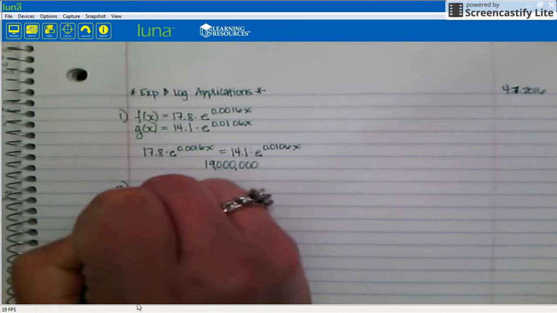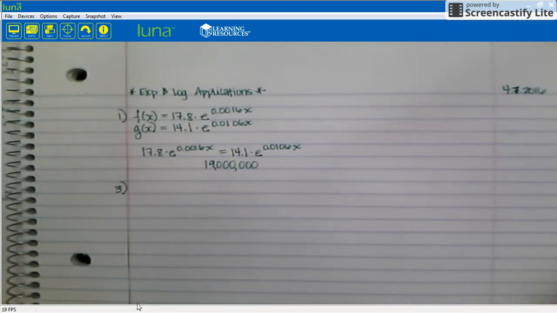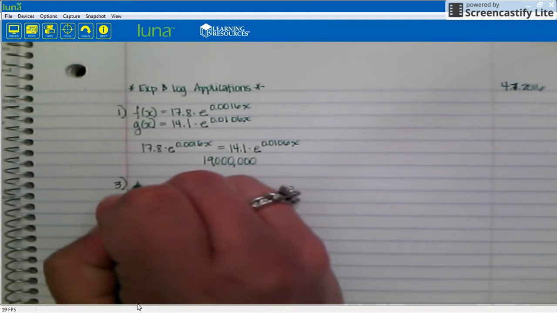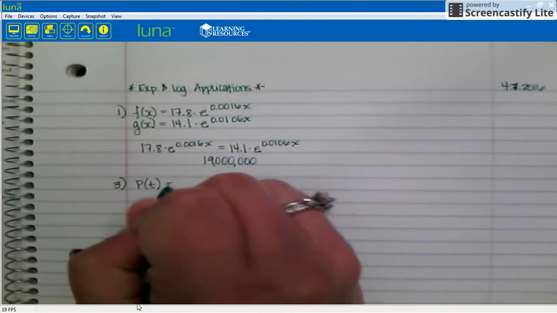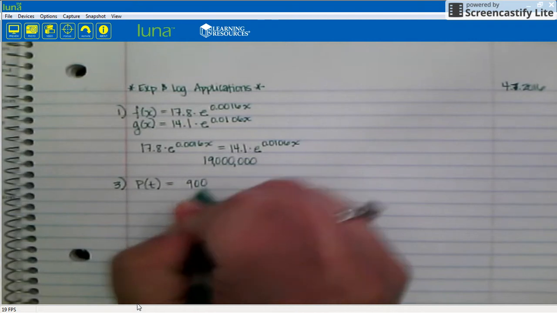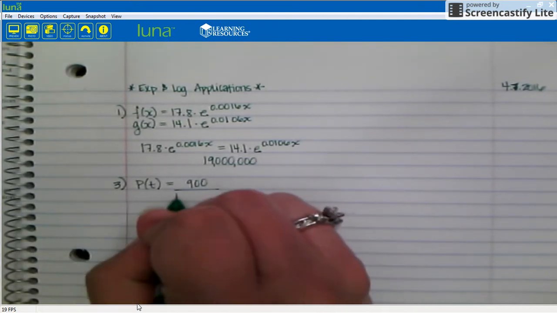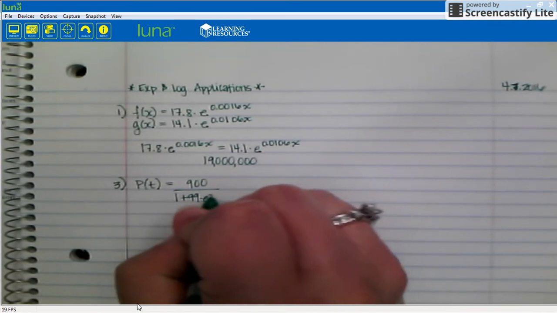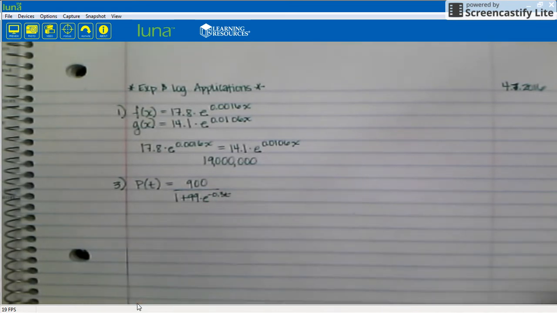For number 3, it says the population of wolves in a state park after 2 years is modeled by the function p of t is equal to 900 divided by 1 plus 99 times e raised to the negative 0.3t power. What was the initial population of wolves?